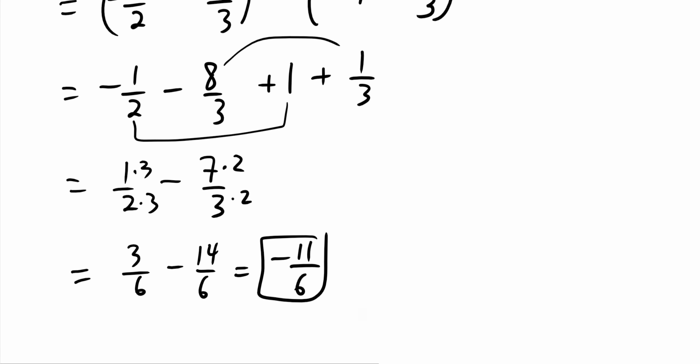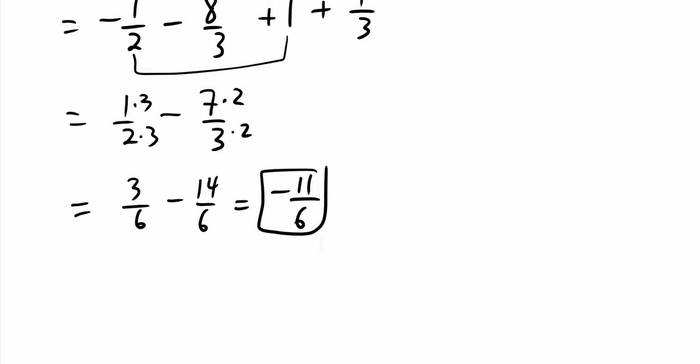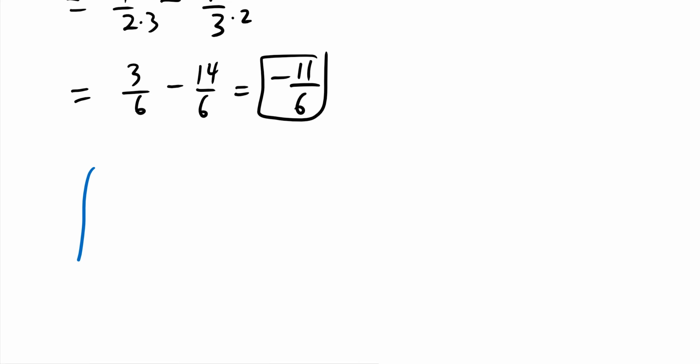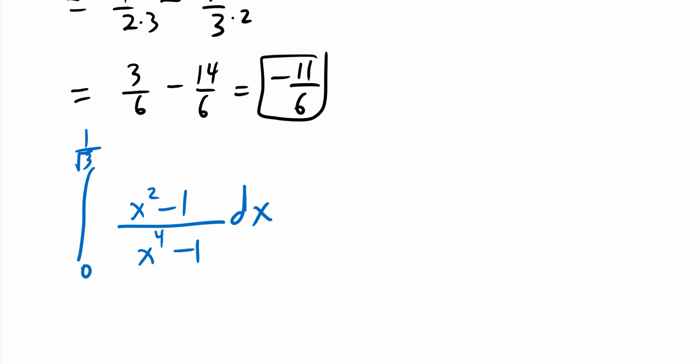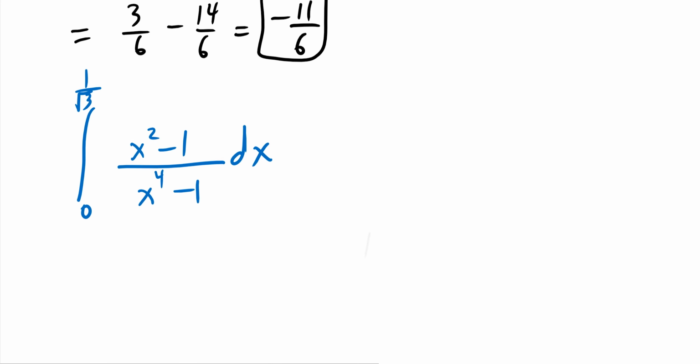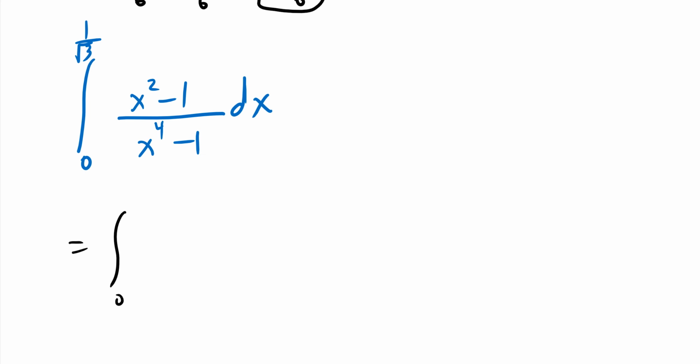Another example. Integral from 0 to 1 over square root of 3, x squared minus 1 over x to the fourth minus 1 dx. Well, this is not easy to integrate. If you see it's really difficult, you can't expand, you can't try to simplify or use any trig manipulations. There's no trig in here, but we can probably simplify this if we factor the denominator.